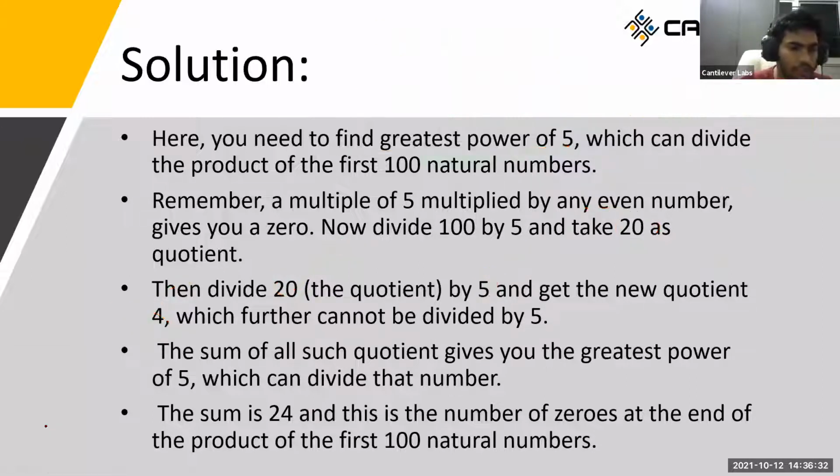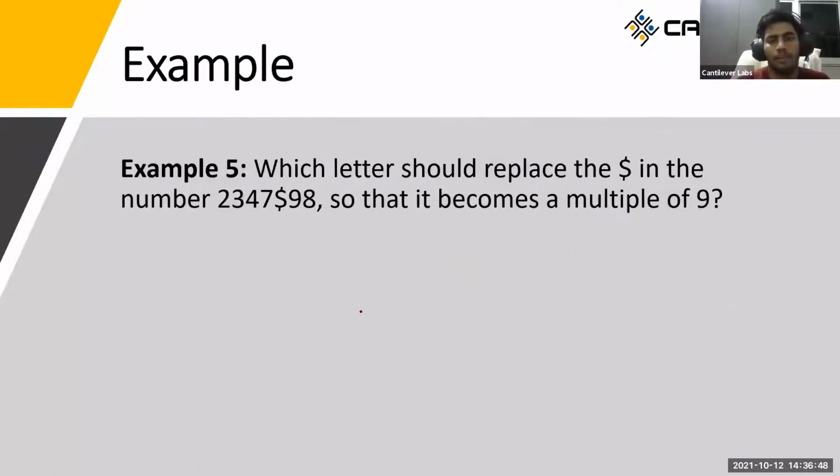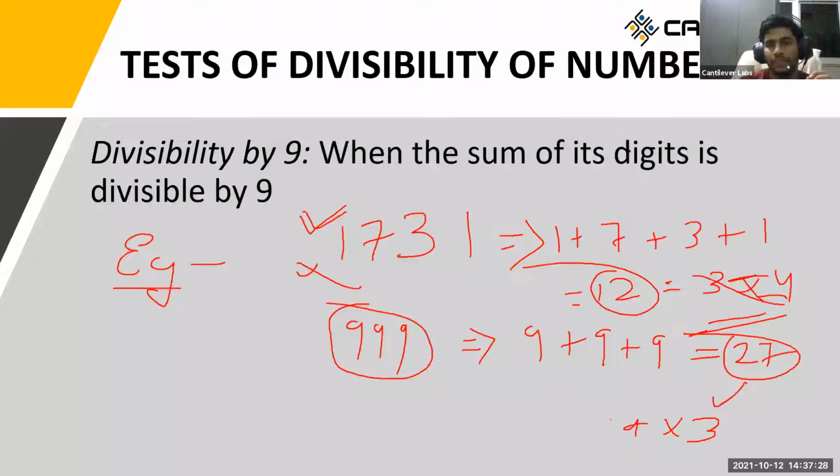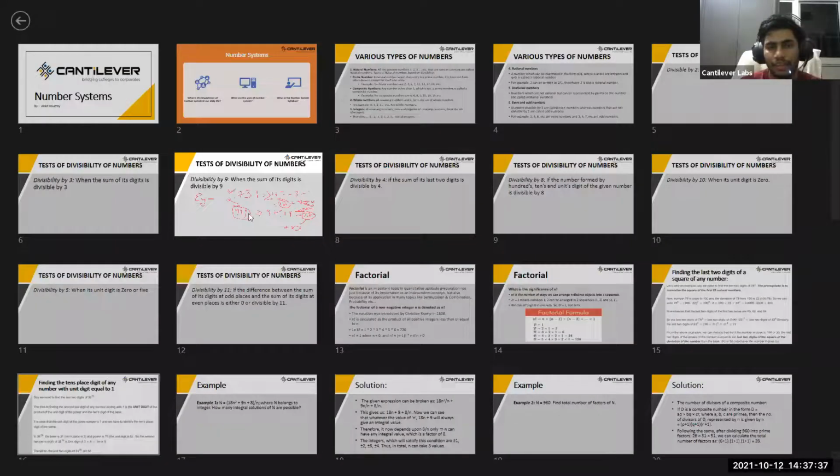I'll just erase all the ink so that you can see the solution clearly. Okay. Now this is a pretty tricky question. Which letter should replace the dollar sign in the number so that it becomes a multiple of 9? Okay. So we'll just go back to the divisibility of 9. Do any of you remember what the divisibility rule of 9 was? Let's just go back to that slide. So this is the divisibility of 9. What does it say? It basically says that when the sum of digits is divisible by 9, the whole number is divisible by 9. Correct. So moving on to the question at hand.